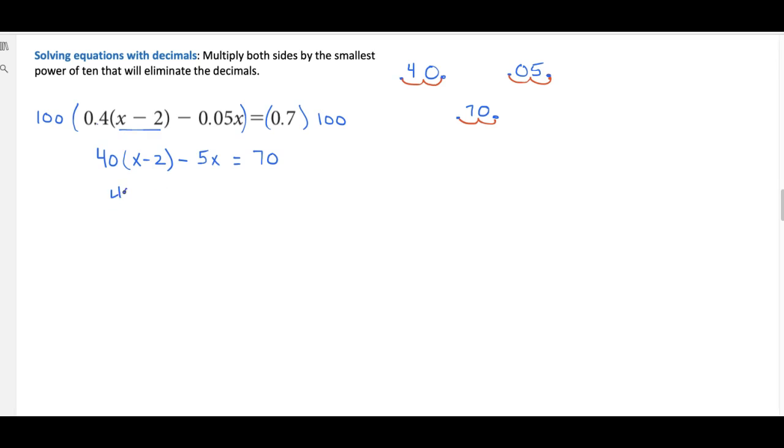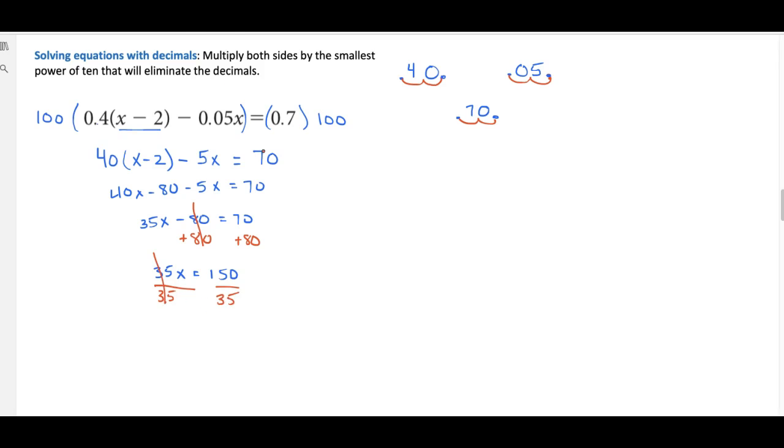So now we're going to get 40x minus 80 when we distribute the 40, minus 5x equals 70. Don't skip steps here, that's where people always make mistakes. So I'm going to combine the 40 and the minus 5, and I get 35x minus 80 equals 70. I'm going to use a different color here because I think it might help. I'm going to say plus 80 on both sides, and the 80s are going to subtract out on the left. 35x equals 150.